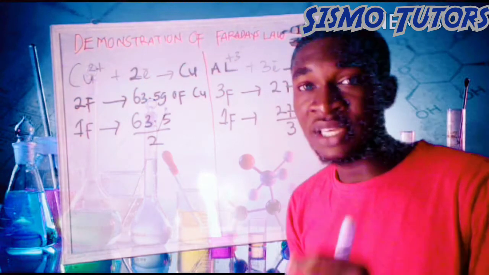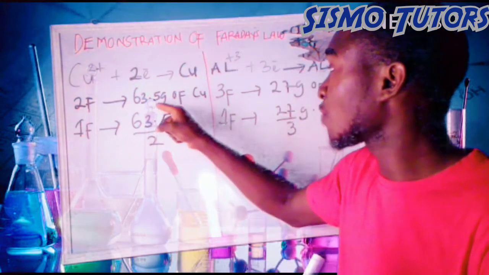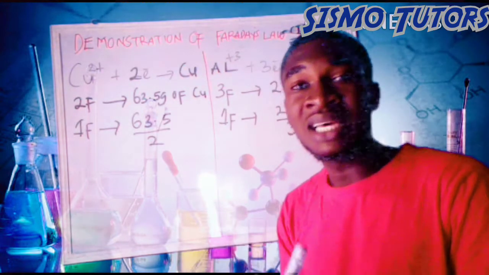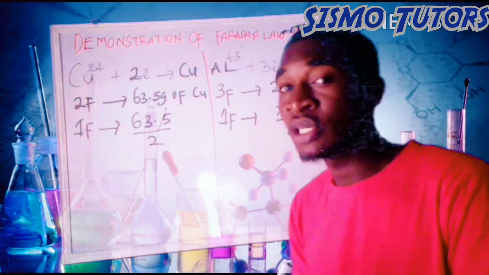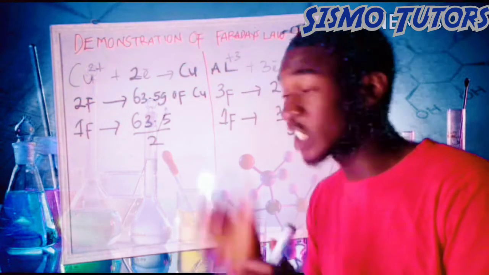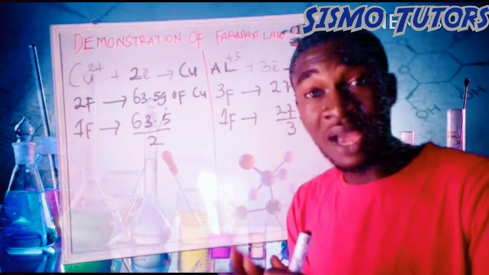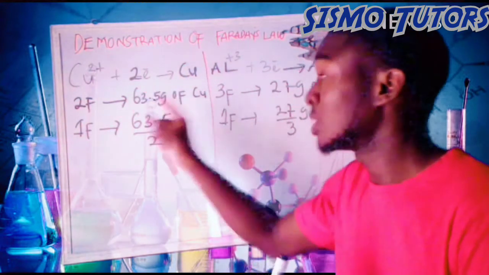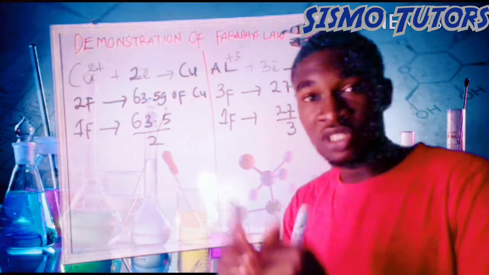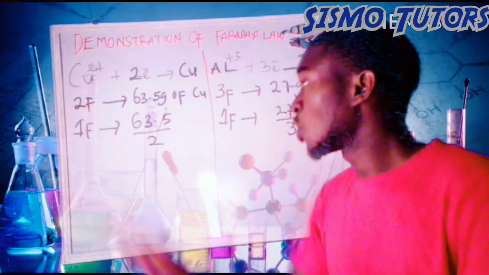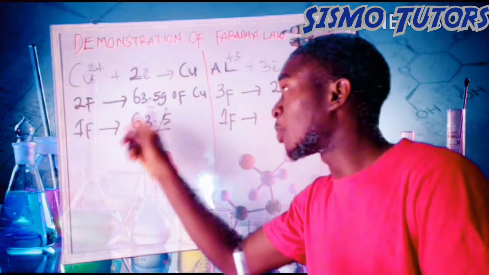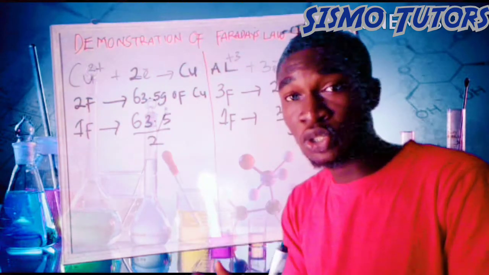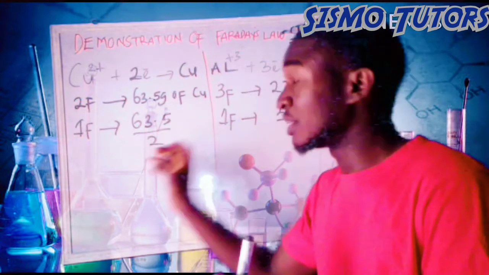If you observe properly, you will see that the mass of copper here is the atomic mass of copper. You can visit the periodic table to see the atomic mass of different elements. So the atomic mass of copper is 63.5 grams. That is the atomic mass of copper. So when 2 Faraday was passed to the solution, 63.5 grams of copper was deposited. Now, if we calculate what mass will be deposited when we pass 1 Faraday through the solution? So we have 63.5 divided by what?